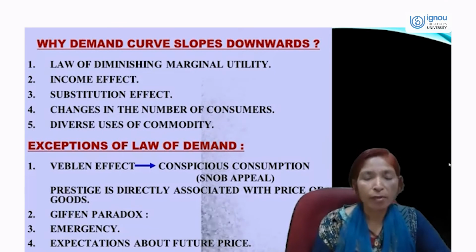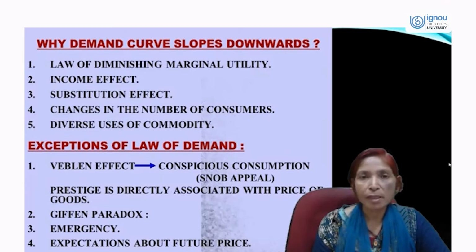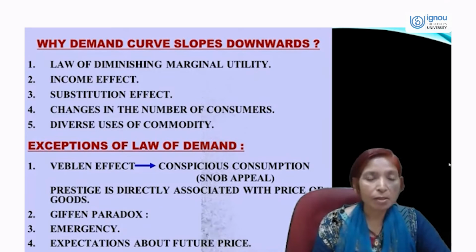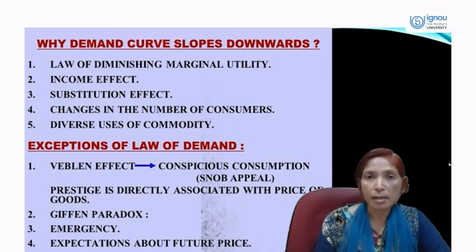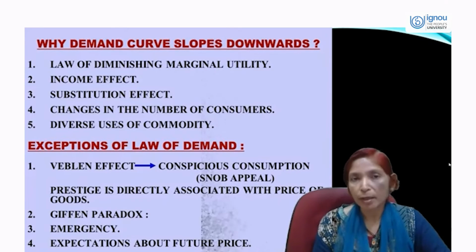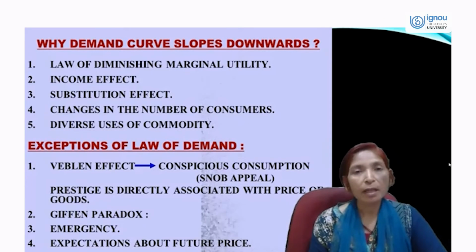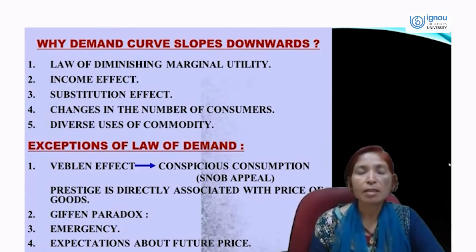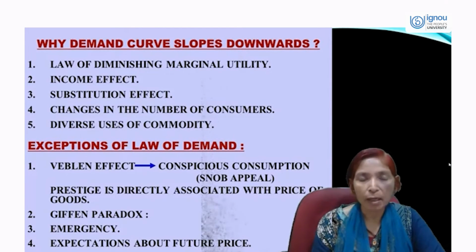Now next is exceptions of the law of demand. You know that the law of demand states that there is an inverse relationship between price and quantity demanded. When price rises, demand falls, and vice versa. But exceptions to the law of demand tell us that sometimes, in some cases, demand may increase due to a rise in price, and demand may fall due to a fall in price. There may be a positive relationship between price and demand. So exceptions are those cases in which the law of demand is not applicable.